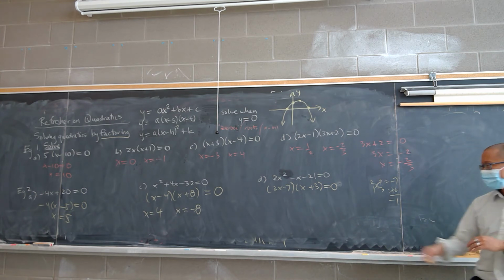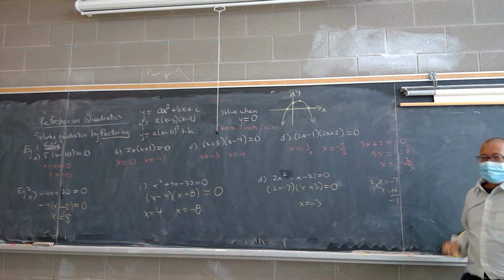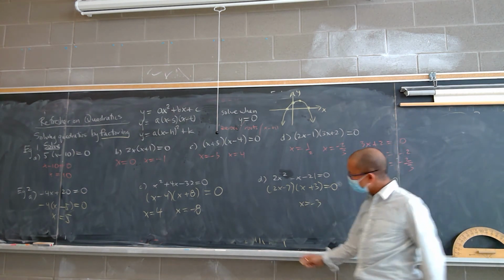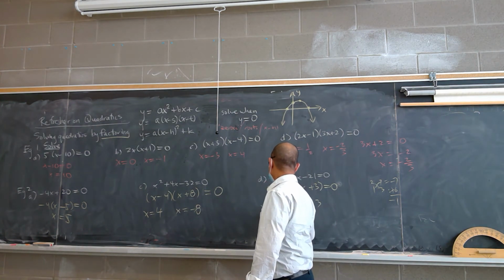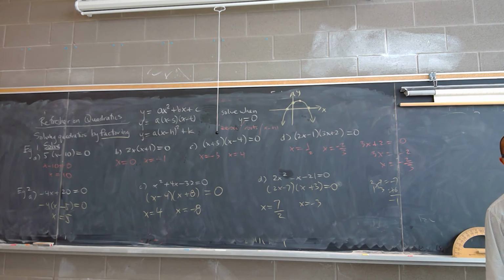Negative 3 and 7 over 2. Yeah! Way to go, look at that. Any questions still? Way to go. Any questions so far? Any questions?